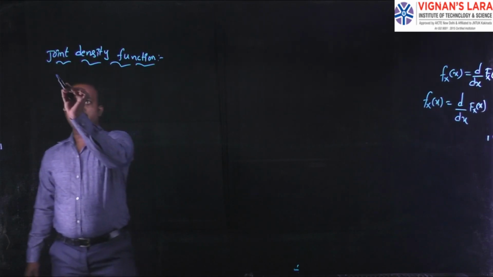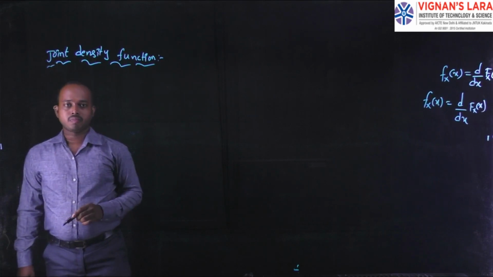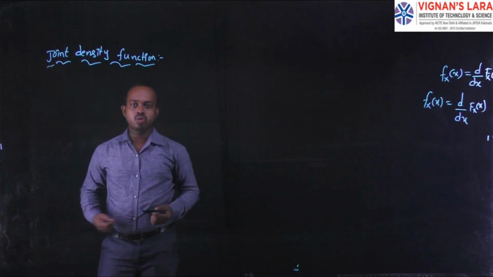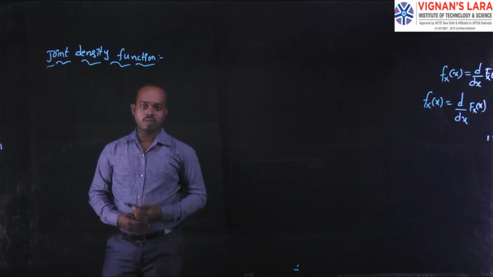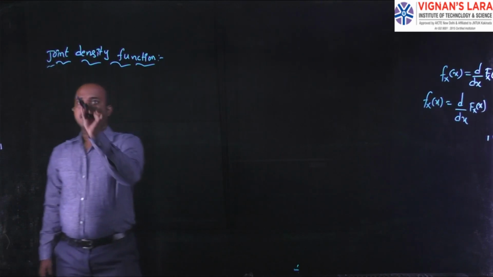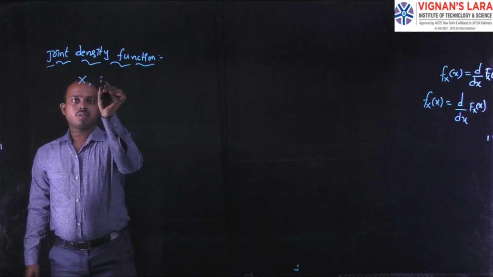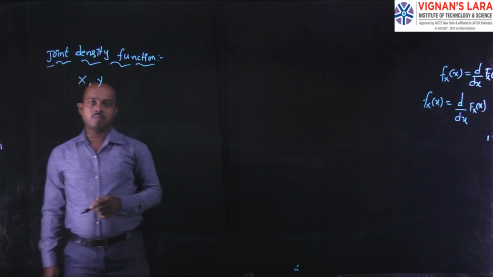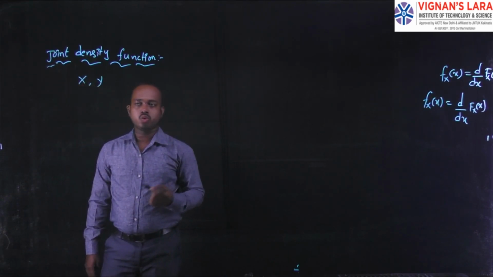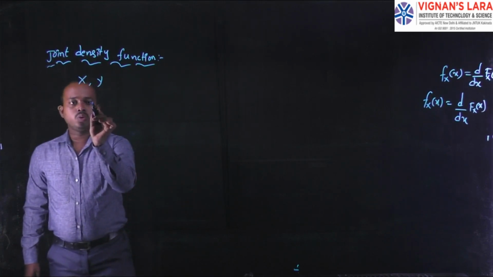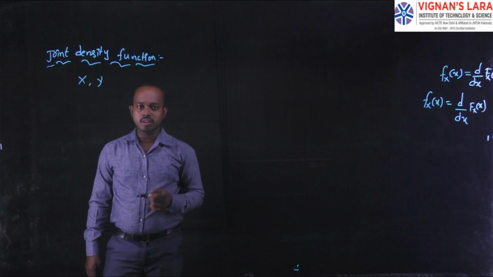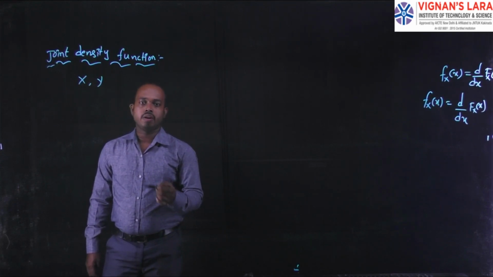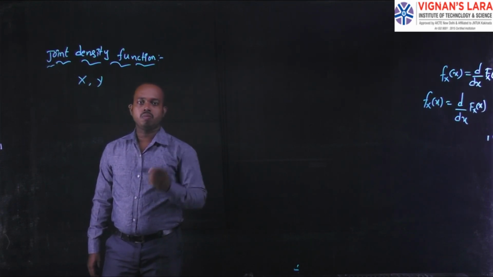The name itself indicates joint. You can call this joint term a common relation between any two random variables. Let us consider two random variables X comma Y. Its joint density function is defined with the second derivative, the second derivative of its joint distribution function.